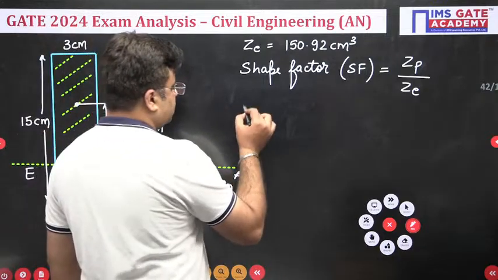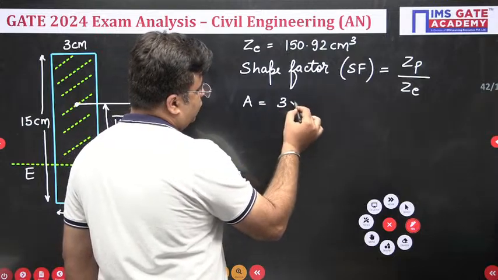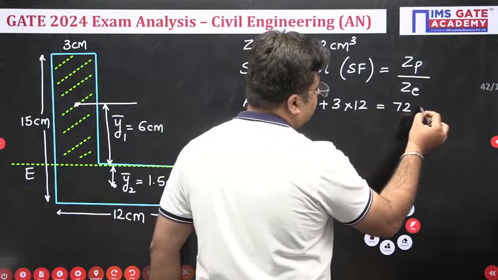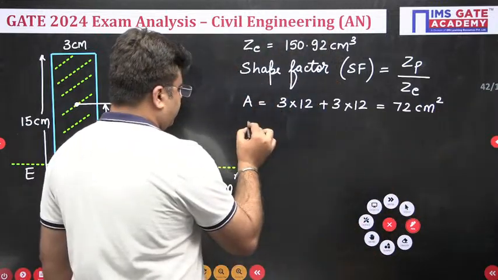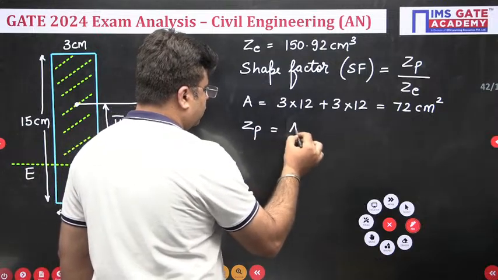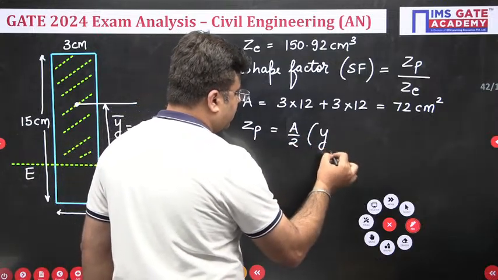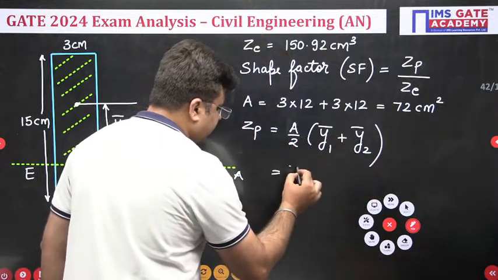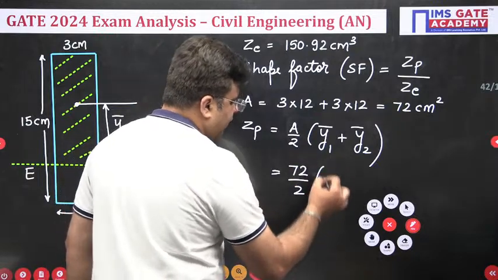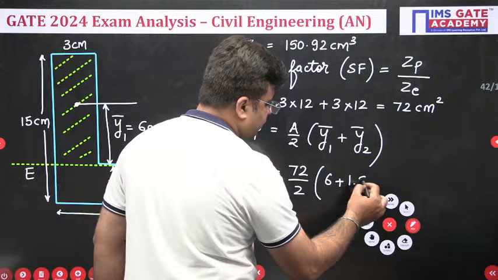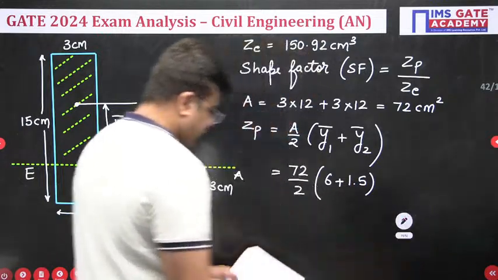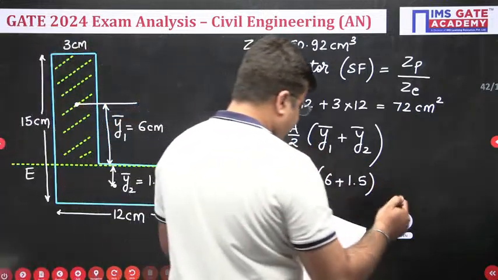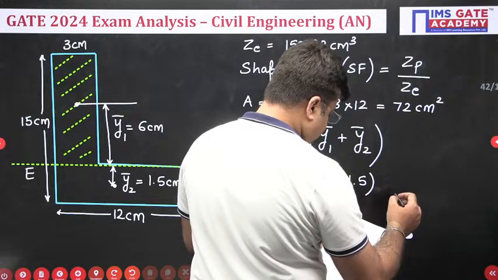Total area is 3 into 12 plus 3 into 12, that is 72 centimeter square. So ZP is equal to A by 2 into y1 bar plus y2 bar. So A by 2 is 72 by 2 into y1 is 6 plus 1.5. So from here you can calculate the value of ZP, and it will come out as 270 centimeter cube.